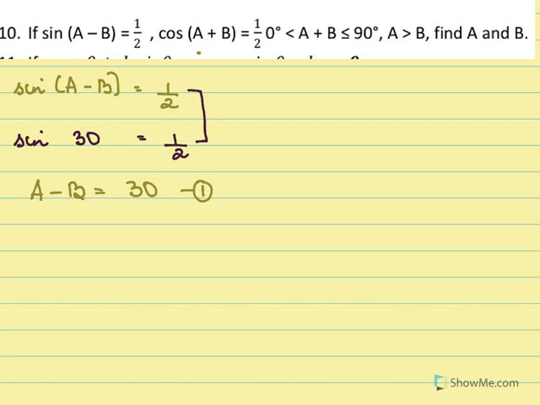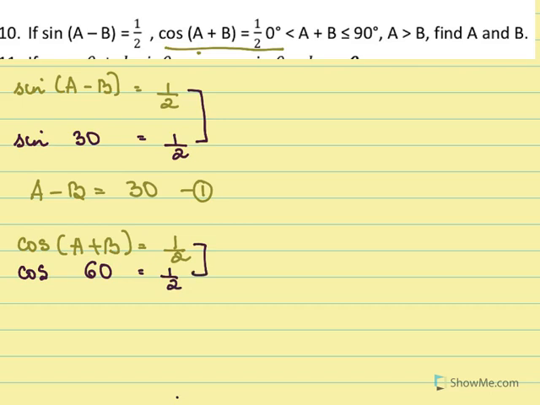On the other side here again we have given cos of A plus B equal to 1 by 2. And in the table, I know cos of 60 equal to 1 by 2. And when I compare both now, I will get A plus B equal to 60. Equation 2. I will solve both the equations.